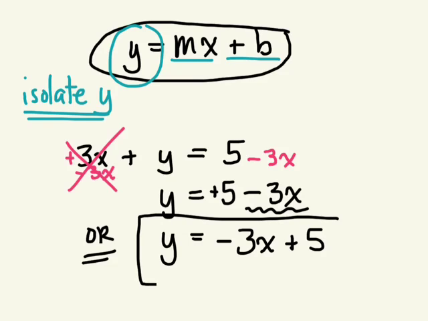If I write it like this, we can easily see which part is m and which part is b, right? I know that m is the coefficient of x and b is the constant term. So it doesn't matter what order you write it in, they're both correct.